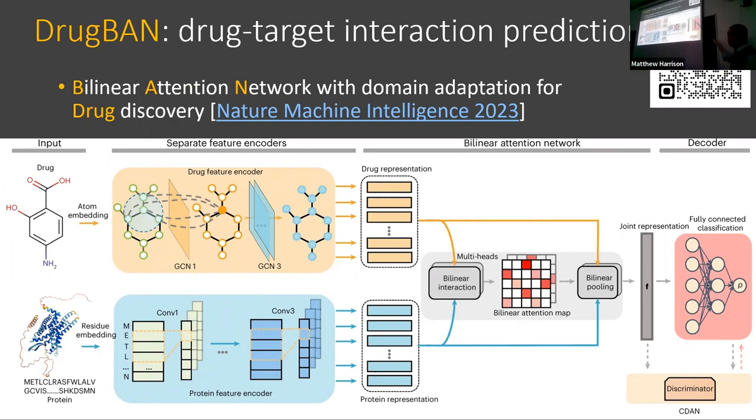And then we feed this into a fully connected neural network to do the prediction. We can predict the probability of how likely they are going to interact with each other. And furthermore, we also apply a domain adaptation method to help improve the out-of-domain performance, as shown on the next slide.